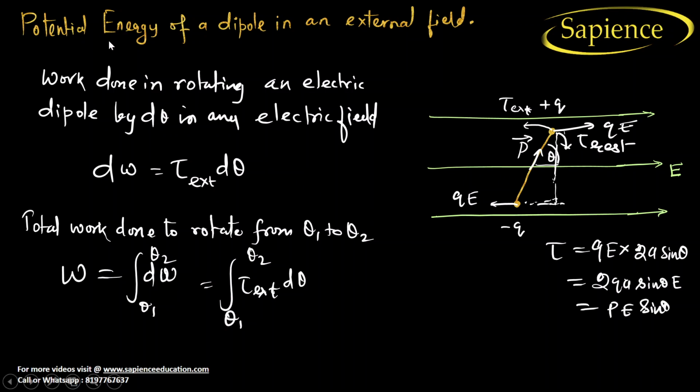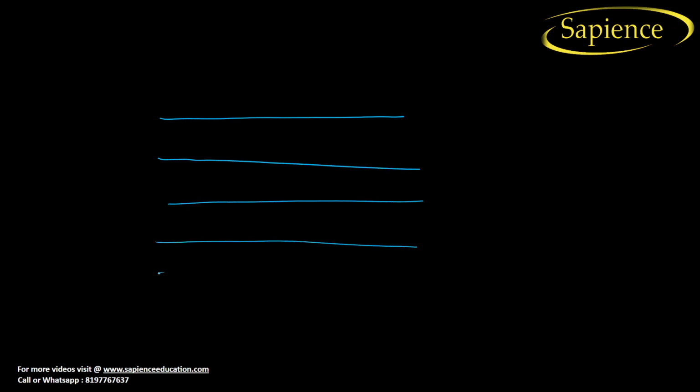Now the topic here is the potential energy of a dipole in an external field. What do you mean by this? See here. Basically, let us consider there are electric field lines like this, and it is a uniform electric field, right?